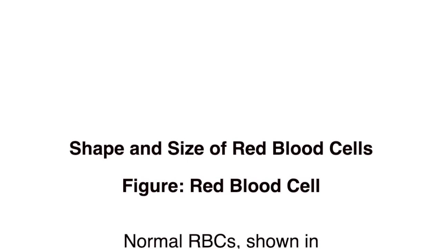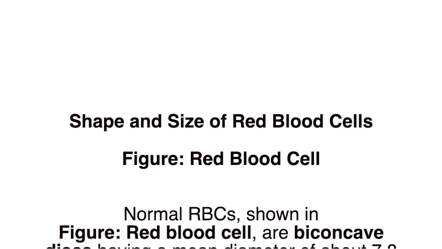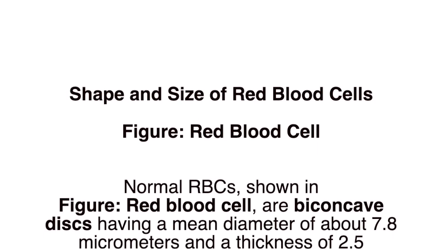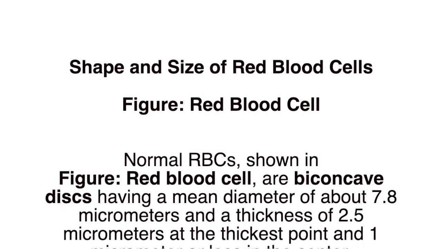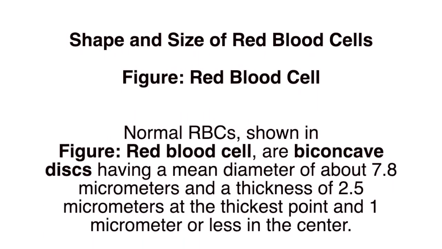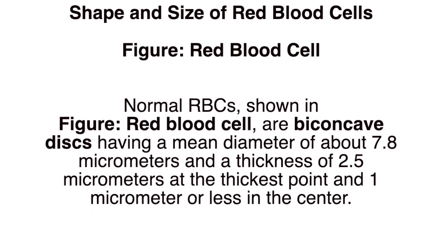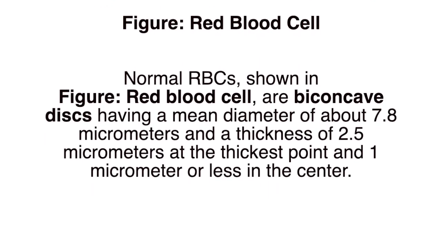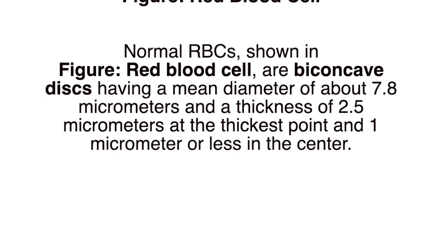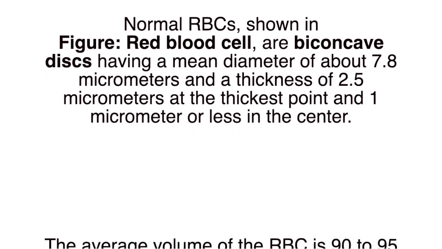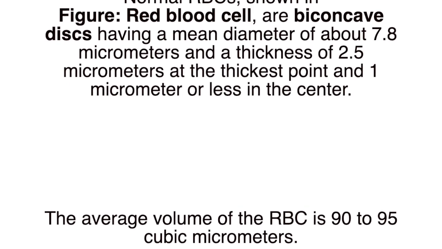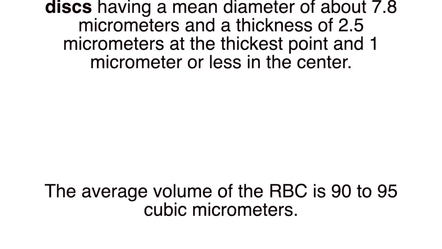Shape and size of red blood cells. See the figure earlier shown, red blood cell. Normal RBCs shown in the figure. These are biconcave discs having a mean diameter of about 7.8 micrometers and a thickness of 2.5 micrometers at the thickest point and 1 micrometer or less in the center. The average volume of the RBC is 90 to 95 cubic micrometers.